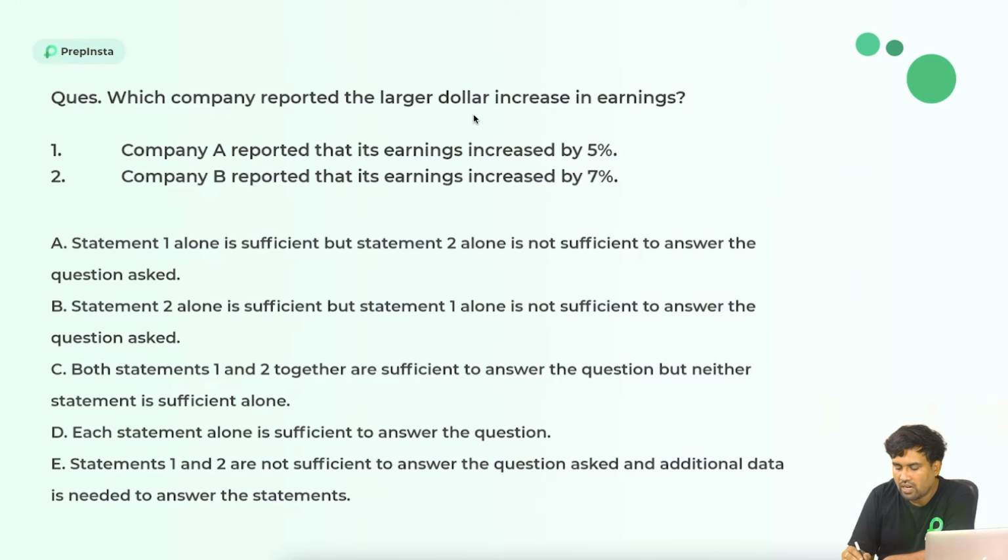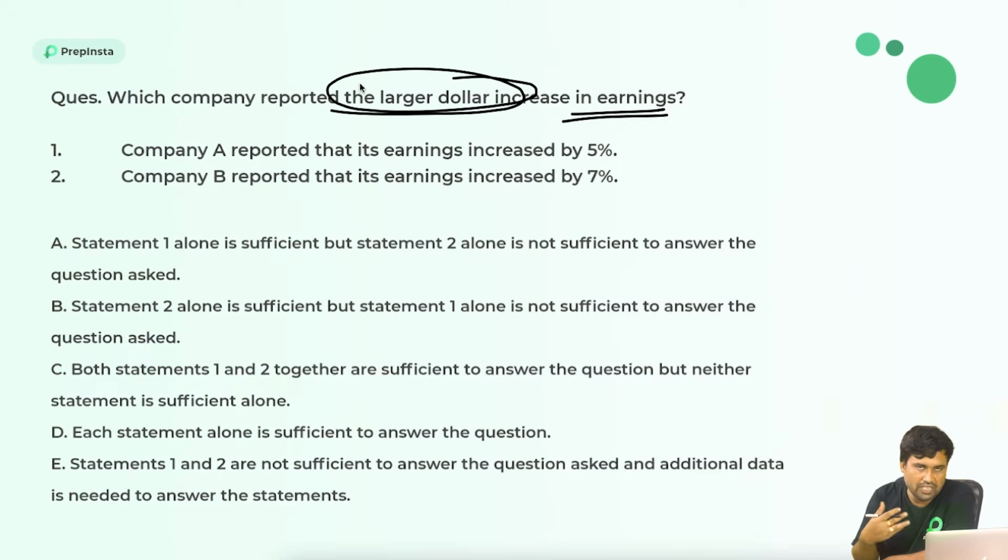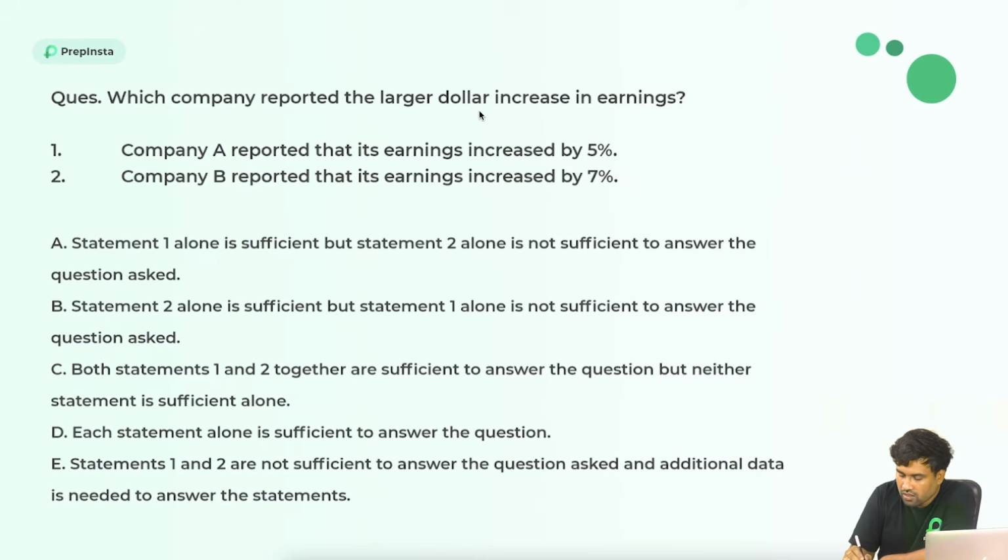Which company reported the largest dollar increase in the year? So which company has registered the highest dollar increment, which is nothing but profit, we need to find from the given data, and the problem depends on data sufficiency. Whenever we are seeing this, we can find it, right? So let's find out. Statement 1.